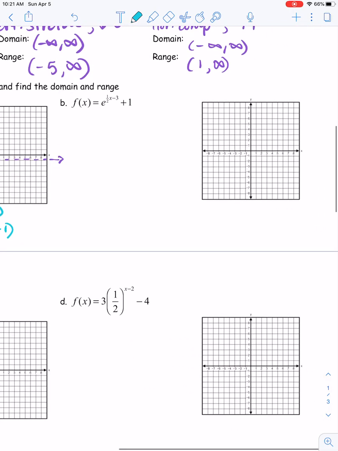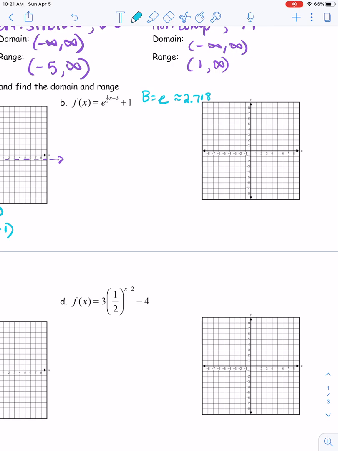Let's go ahead and try part B. So again, I like to denote who is my base, what are the transformations, and then try to get those points to plot on the graph. Well, my base here is e. And remember, e is approximately 2.718. So that's going to help us in plotting these points. There's no way that we can be very, very accurate here, but we can estimate that e is between 2 and 3, closer to 3. Okay, so that's our base.